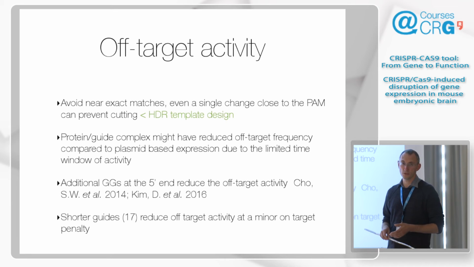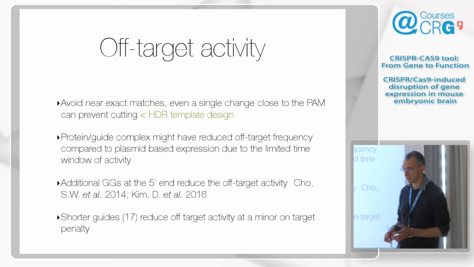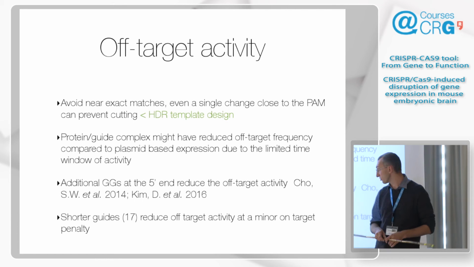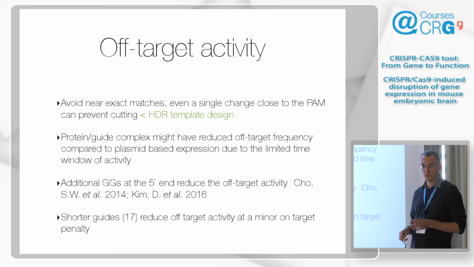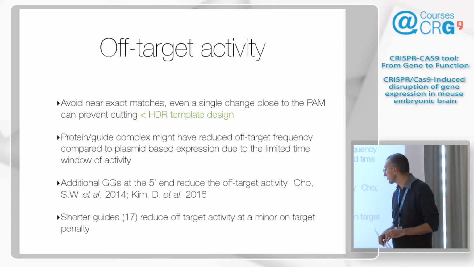If your guide happens to be in a repetitive sequence, I will just ignore it. If there's anything else I can use, I will not use this guide. But other than that, it appears that even a single substitution in the first 10 nucleotides is enough to prevent cutting to a very significant degree, and it looks to be not that much of a problem. Protein and a guide, as I already covered, might be one way to resolve such problems.